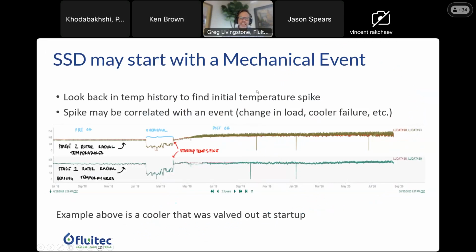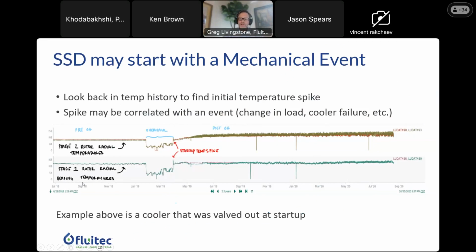Occasionally, we'll see a mechanical event that could kickstart this whole thing. So one thing that you may want to do if you have these temperature spikes is look back in your history and see if you can identify some type of mechanical event that's happened. And in this particular case, this was after an overhaul.